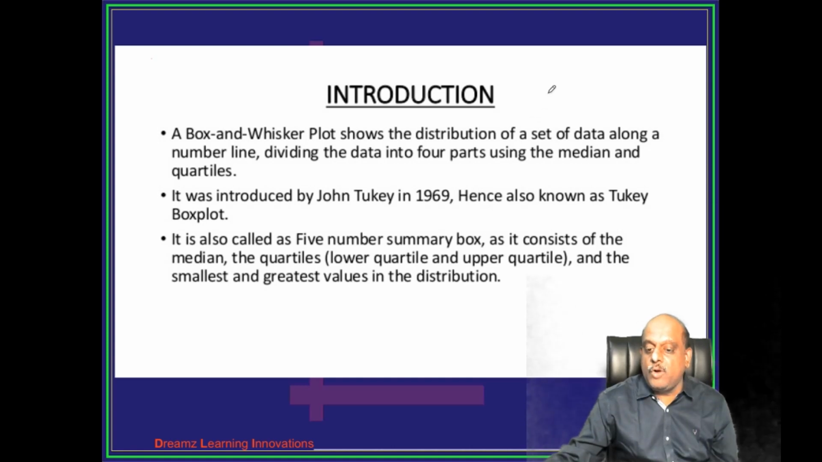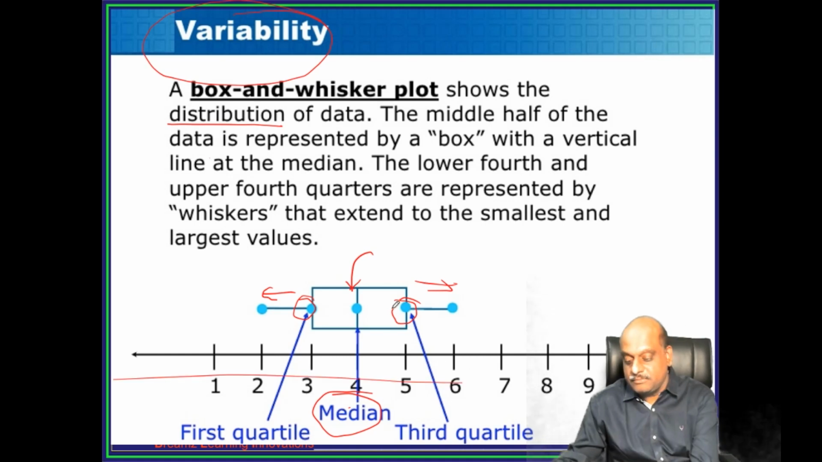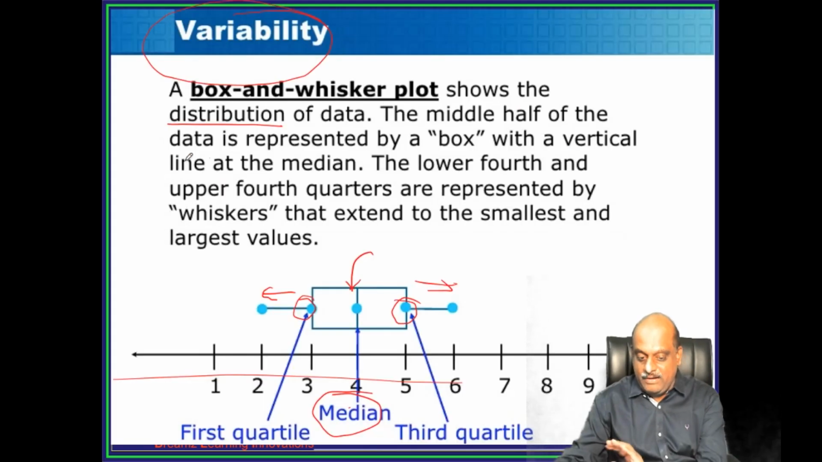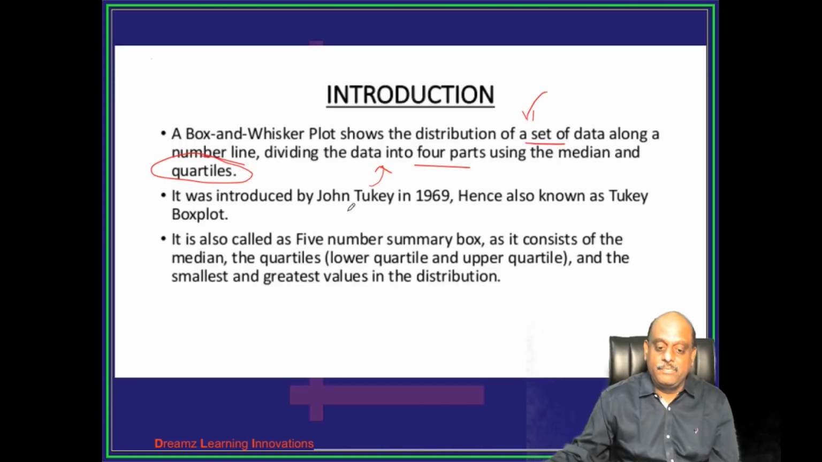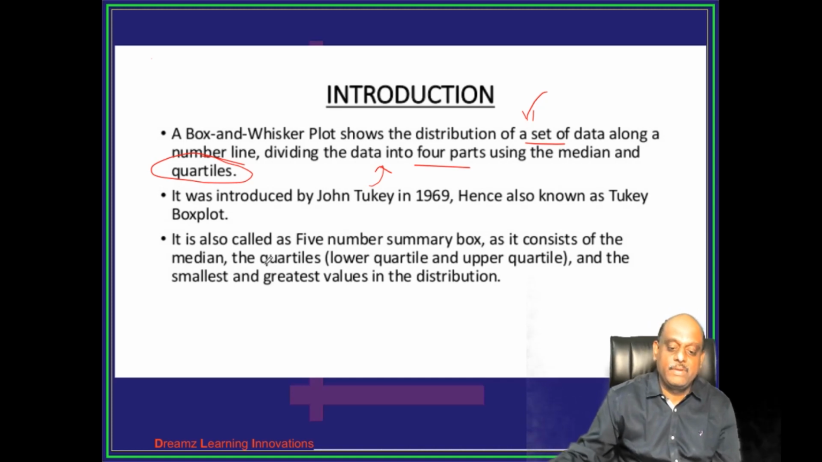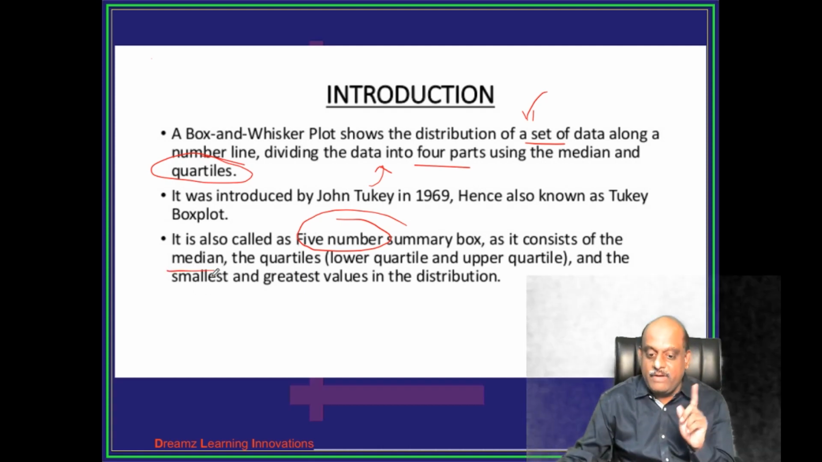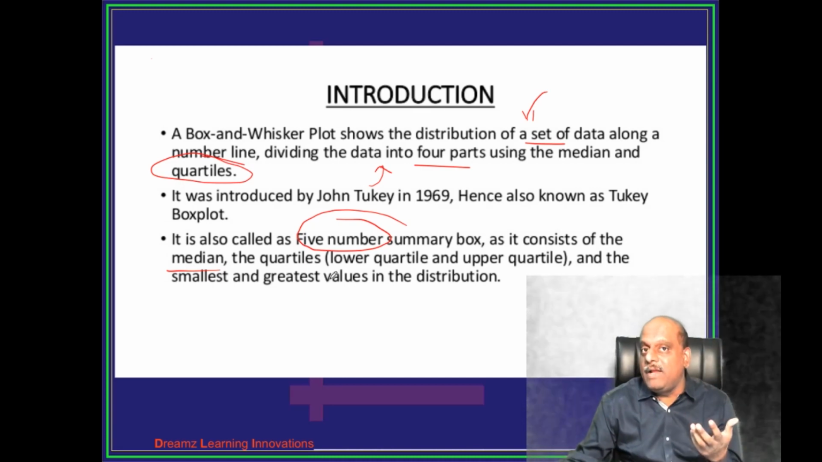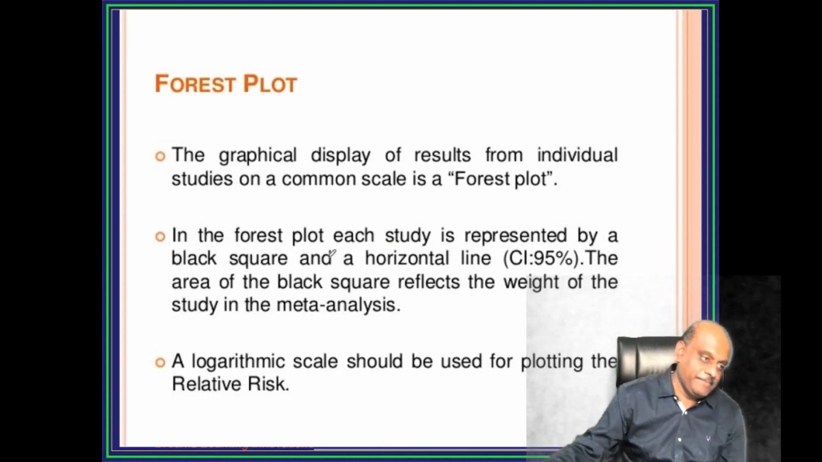So, a box and whisker plot shows the distribution of the set of data along a number line. This is the number line. It divides the data into 4 parts using the median and the first quartile, third quartile, right, and fourth quartile. So this is also called 5-number summary box because it contains the median value and it contains 4 quartiles. So it is also called 5-number summary box, is the name given for the box and whisker plot.